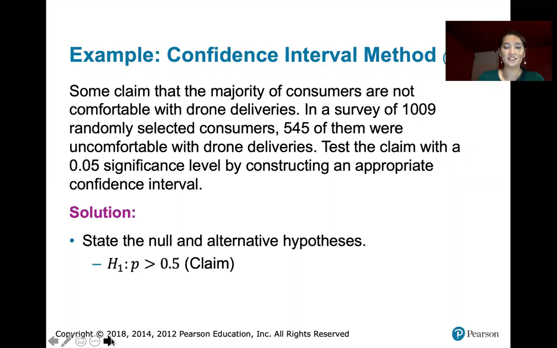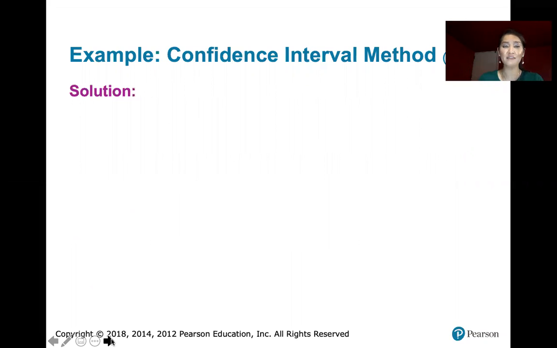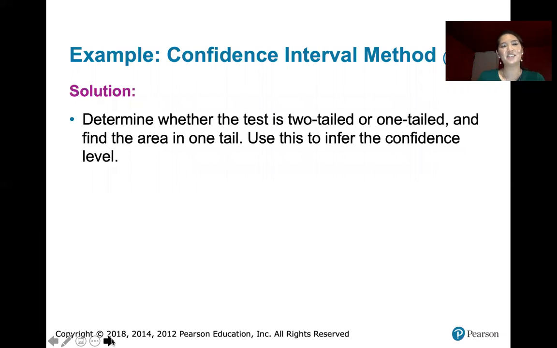Now, the null hypothesis always looks exactly like the alternative hypothesis. But instead of having a greater than sign, a less than sign, or a not equal to sign, it just replaces the sign with an equal sign. So our null is that. Okay. Once you have the null and alternative hypotheses, then we want to determine whether the test is two-tailed or one-tailed and find the area in one tail. Then we can use this to infer the confidence level.